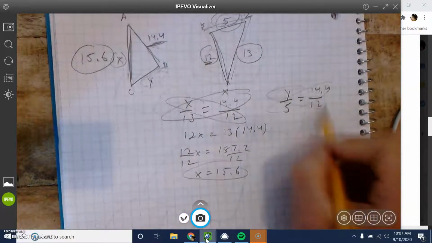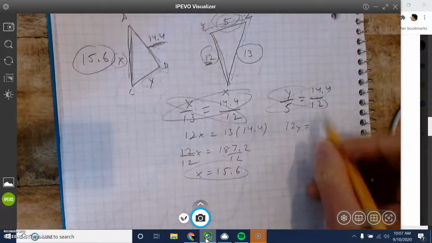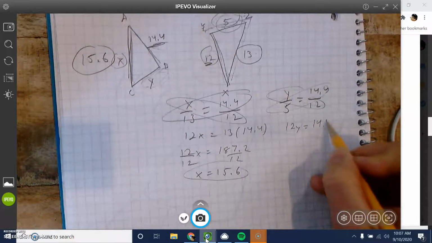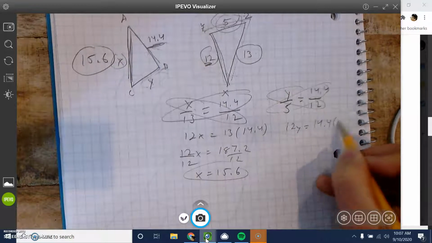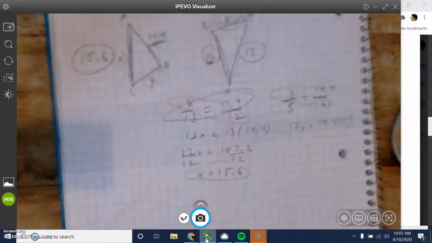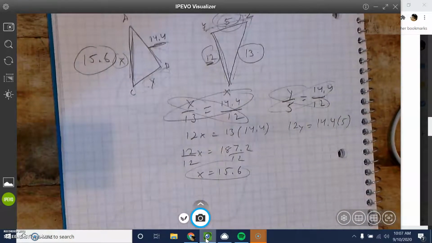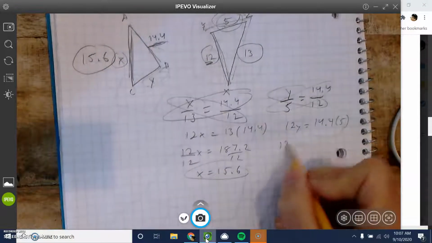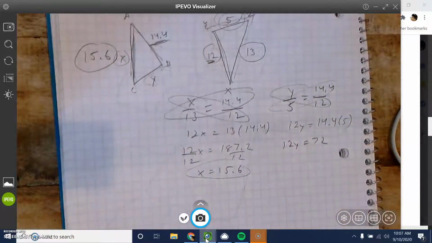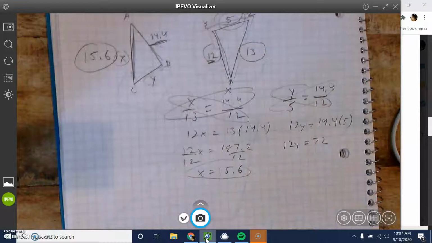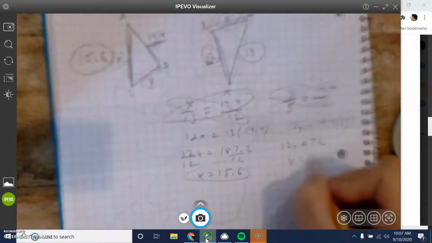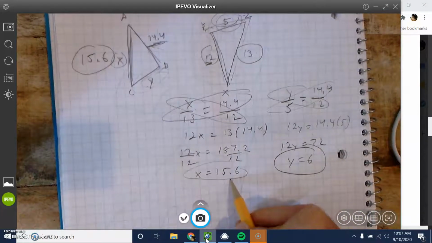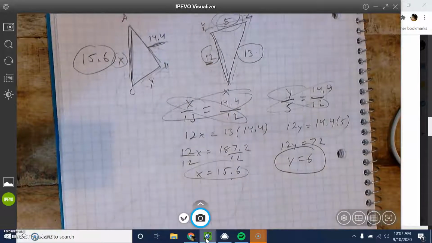So cross multiply. 12y again equals 14.4 times 5. Calculator it up. 12y equals 72. And then 12 times what is 72? That would be 6. So x is 15.6, y is 6 in this problem.